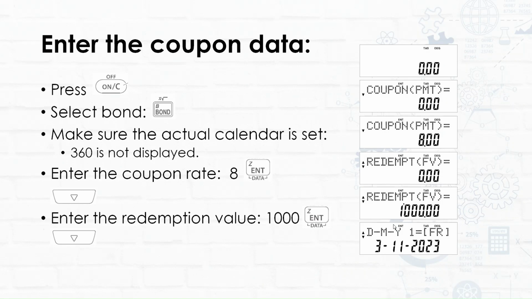So press on and then select your bond button. Then make sure that your actual calendar is set and not the 360. If it was the 360 calendar, you would see a little 360 at the top of your screen where tab and degrees are displayed. Next, we need to enter our coupon rate, which is 8%. So you press 8 and enter, press your down button, then enter your redemption value, which is 1,000 Rand, press enter, and then press down.